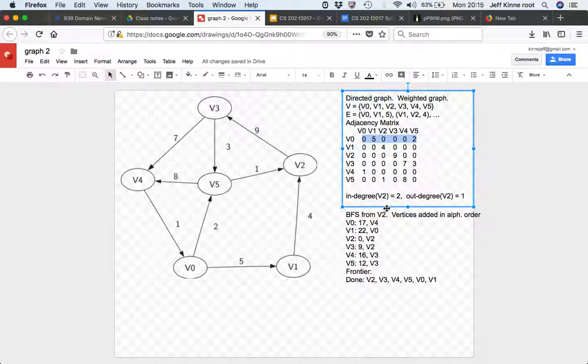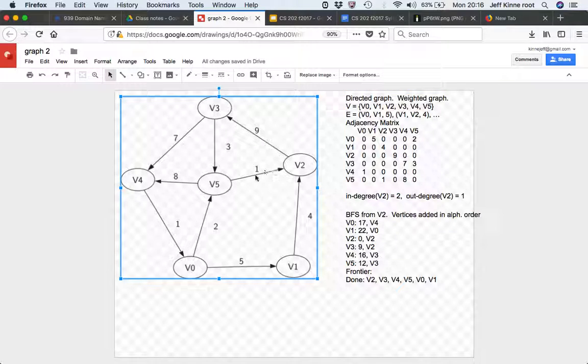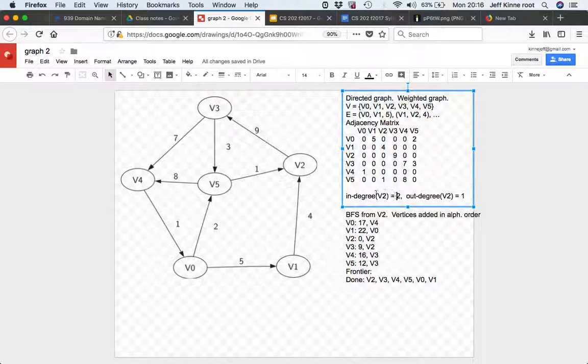In a directed graph, you can talk about the total degree, which is all the edges coming in or out. You could also talk about the in degree and the out degree. Looking at V2 here, the number of edges coming in is 2, so the in degree is 2. The number of edges coming out is 1.